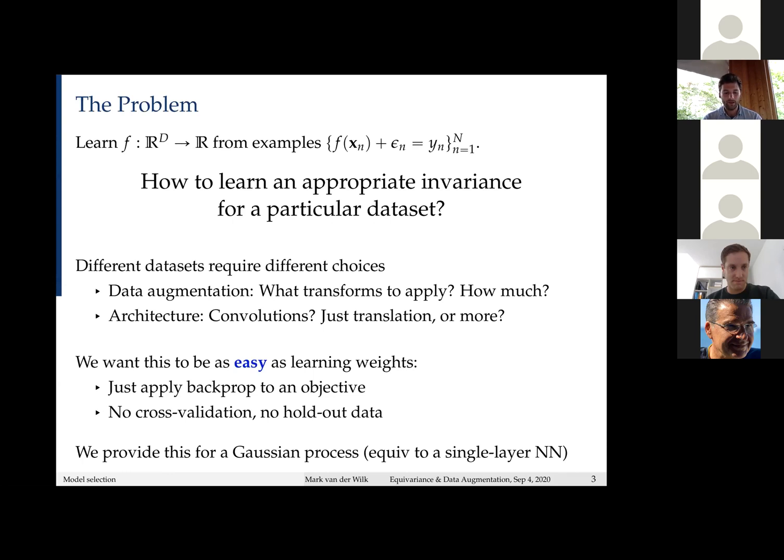Now, these are quite stringent requirements, and the flip side of this is that we show how to do this, but only for a limited model class. So in this work, we only show how to do it for single-layer neural networks, in particular a Gaussian process, which is equivalent to a single-layer neural network. But we still show how, for a Gaussian process, we can learn what kind of invariance it should have in order to get good generalization performance.